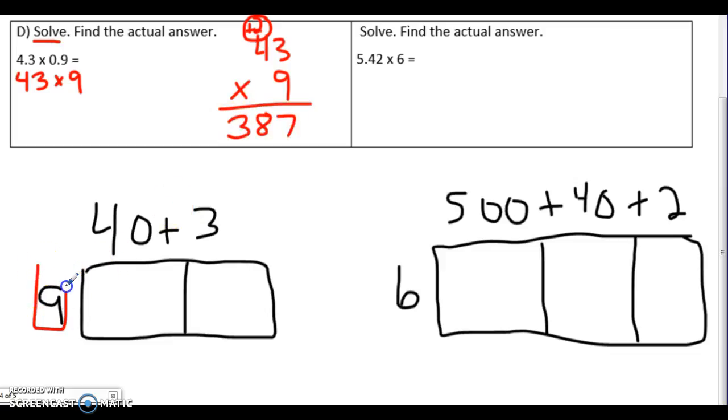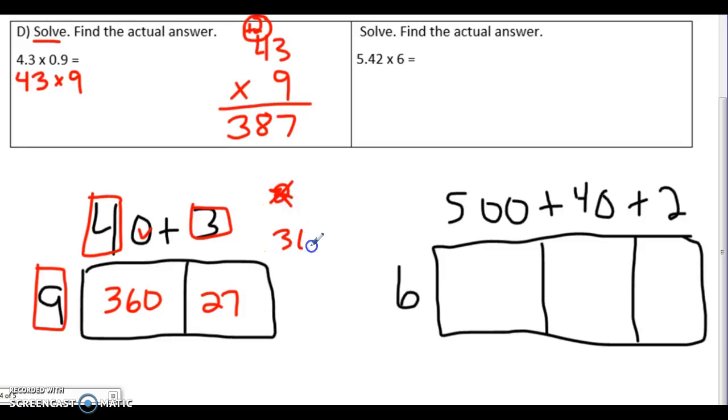If you did it with the area model, 4 times 9 or 9 times 4 is 36 with a 0. And then 9 times 3 is 27. And then when you add the pieces together, 360 plus 27, you get 387. We are not done yet.